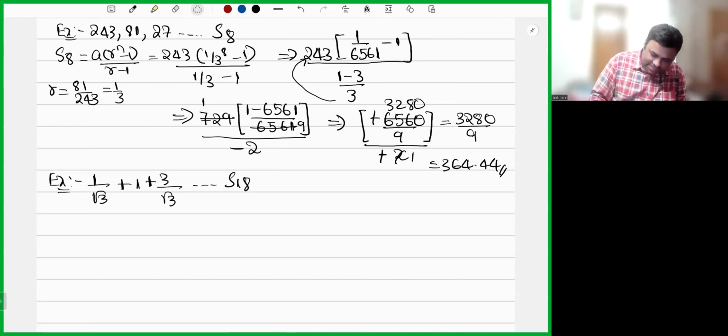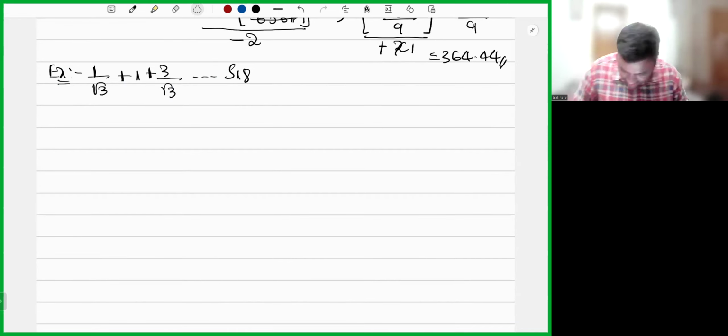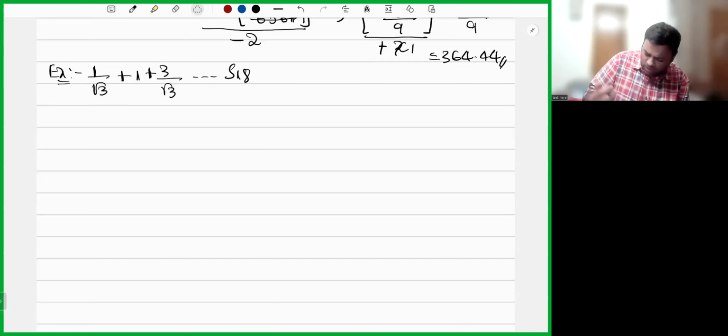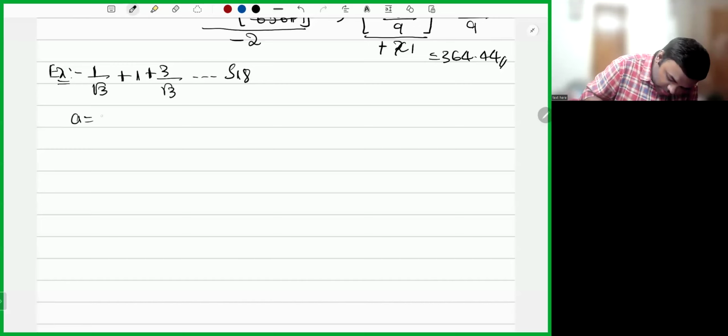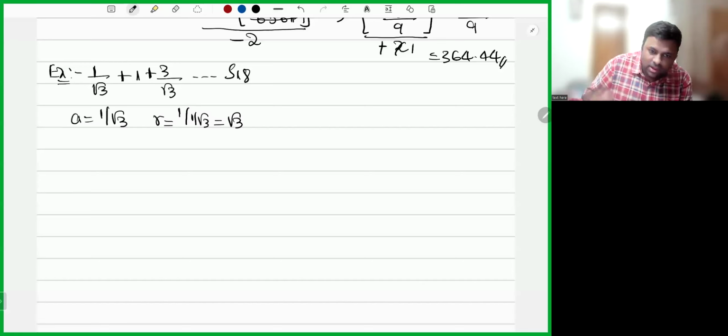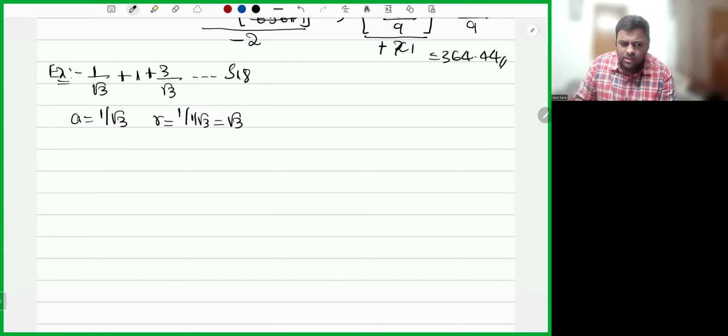Now, he's asking you to calculate S18. How will you calculate S18 again? Same logic, sir. A into R power n minus 1 by R minus 1. A is equal to 1 by root 3. Common ratio T2 by T1, 1 divided by 1 by root 3, which is equal to root 3.